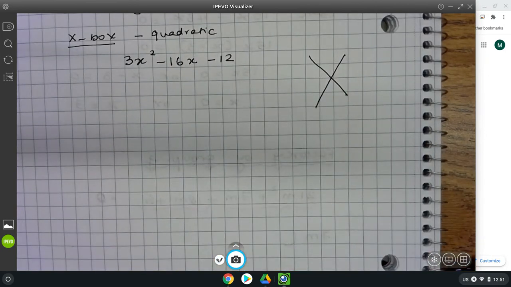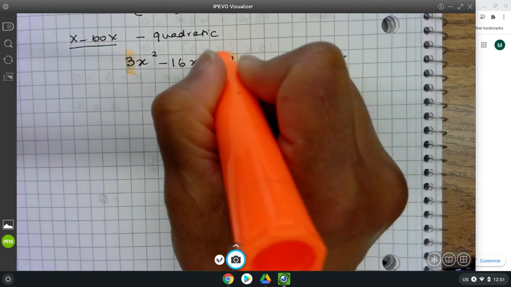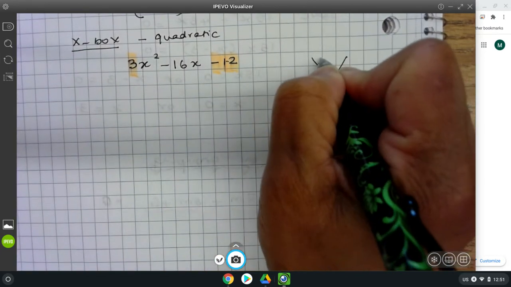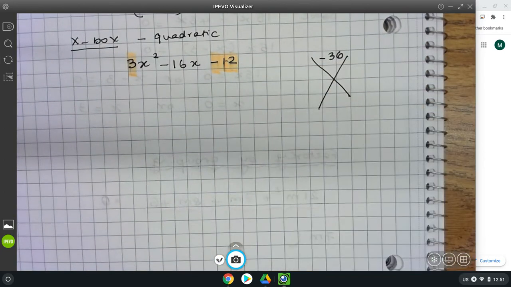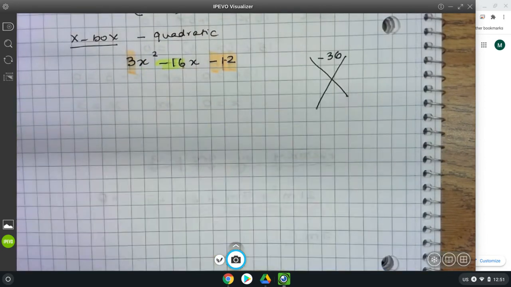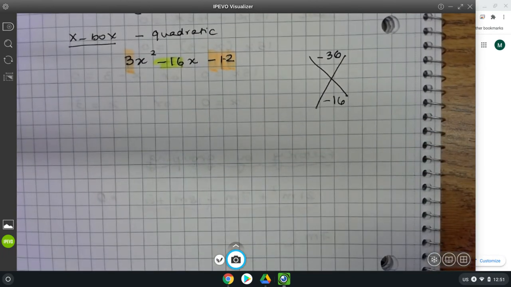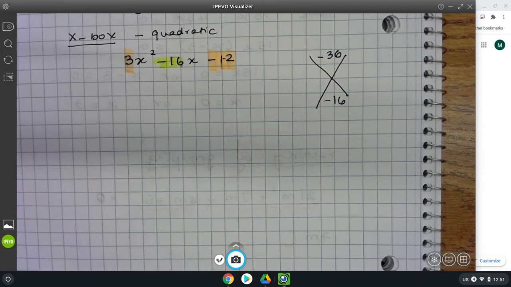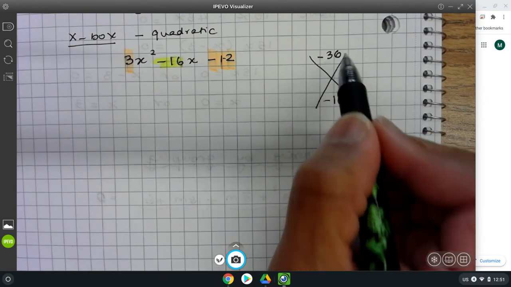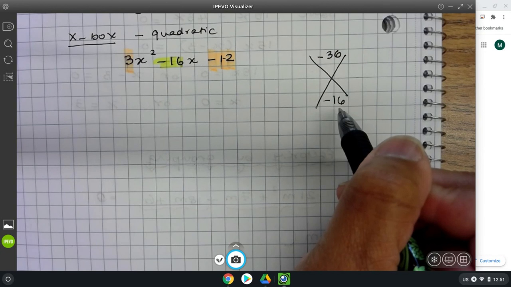Multiply the coefficient of the first term, that's this, times your last term. Put that here. So 3 times negative 12 is negative 36. Put the coefficient of the middle term, only the coefficient, right here: negative 16. So we want to find factors such that two numbers multiply to negative 36, but they add to negative 16.